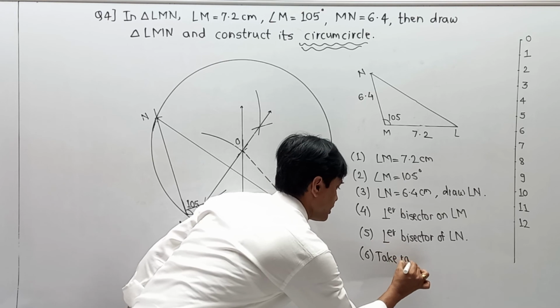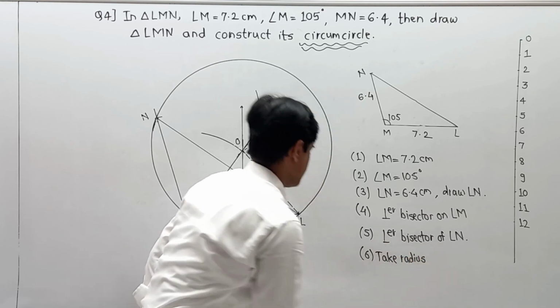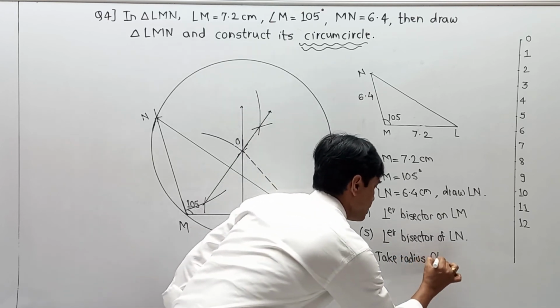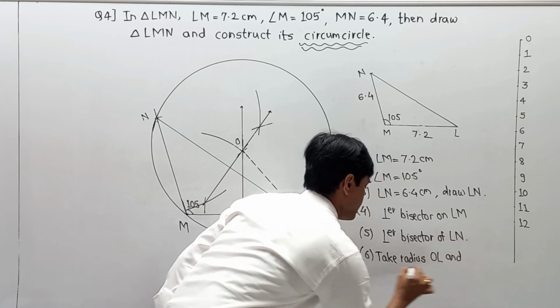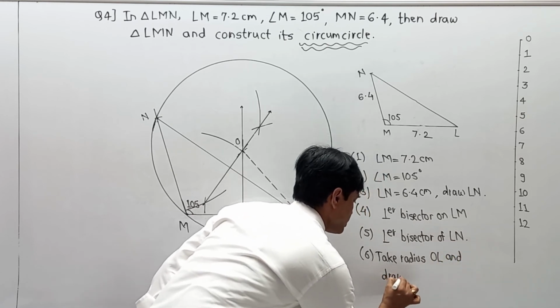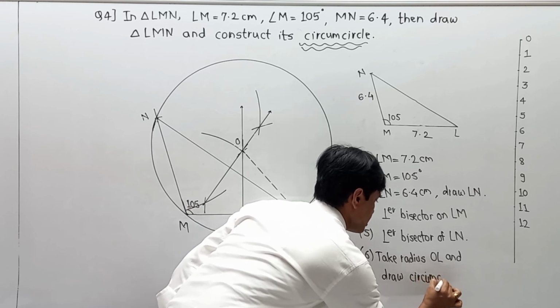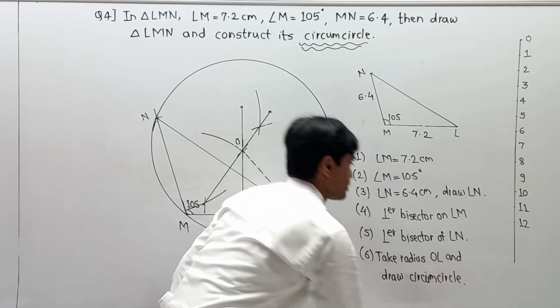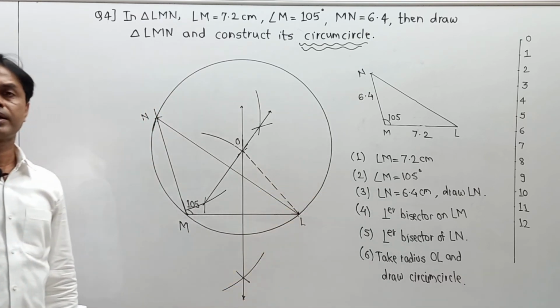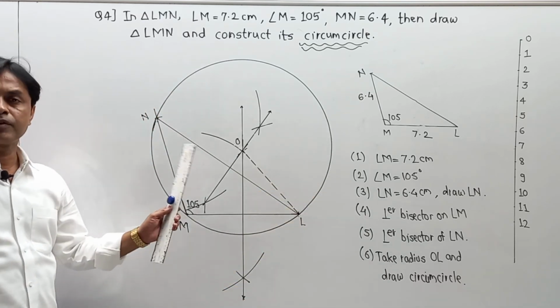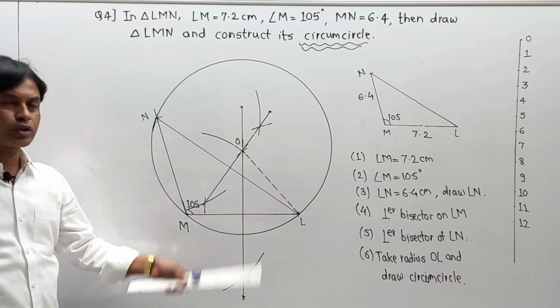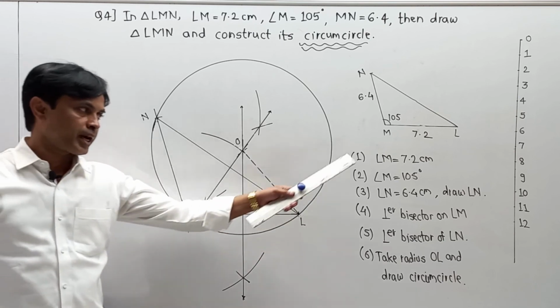Take radius OL and draw the circumcircle. And in this way you can also write the steps. Definitely from first to 4th or 5th, for all the numericals you can write the steps properly. I have written it in short.